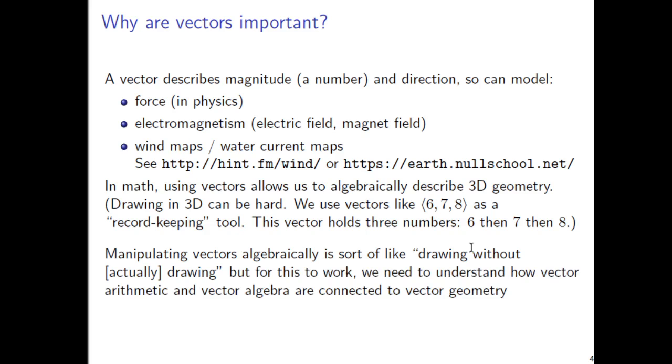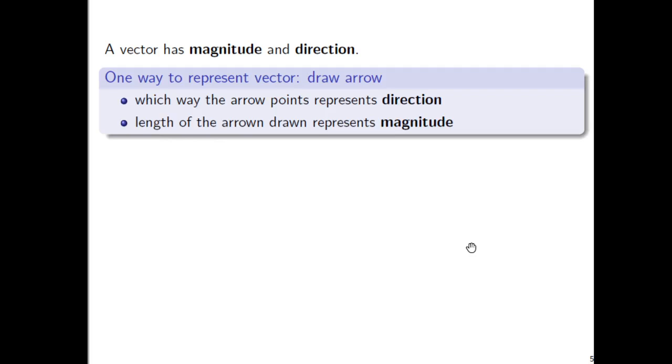It's drawing without drawing. But for this to work, we actually need to understand how vector arithmetic and vector algebra are connected to vector geometry. So each thing that we do in vector land, which looks more algebraic and is real easy in working with the symbols, working with basic arithmetic like 6 plus 2, we need to understand what that means in the geometric setting. Otherwise, we're not really drawing without drawing. So just keep in mind a vector has both magnitude and direction, which way an arrow points.